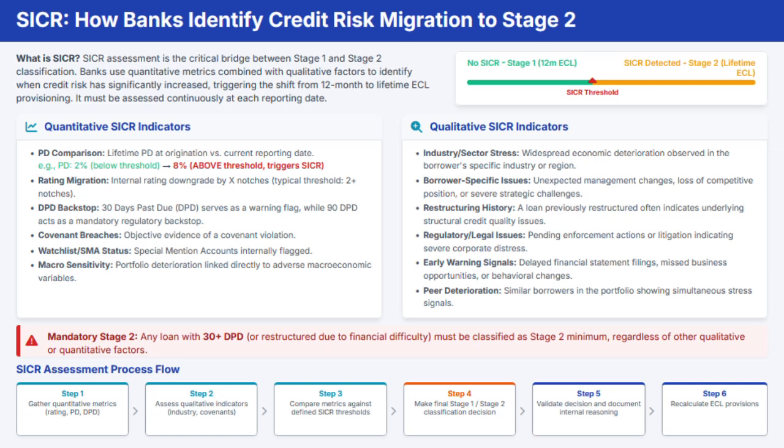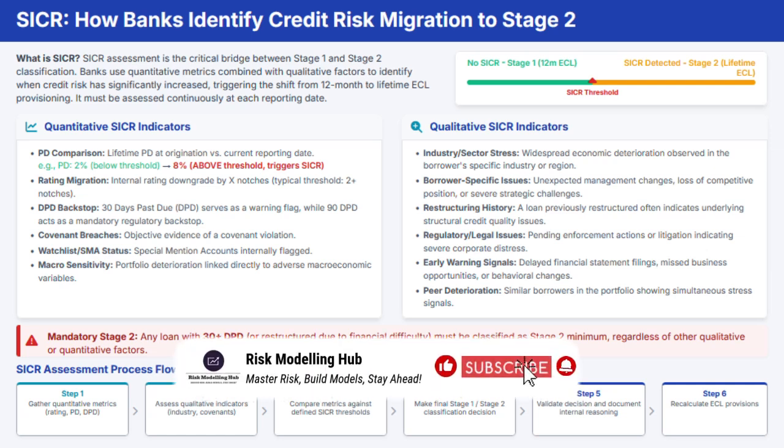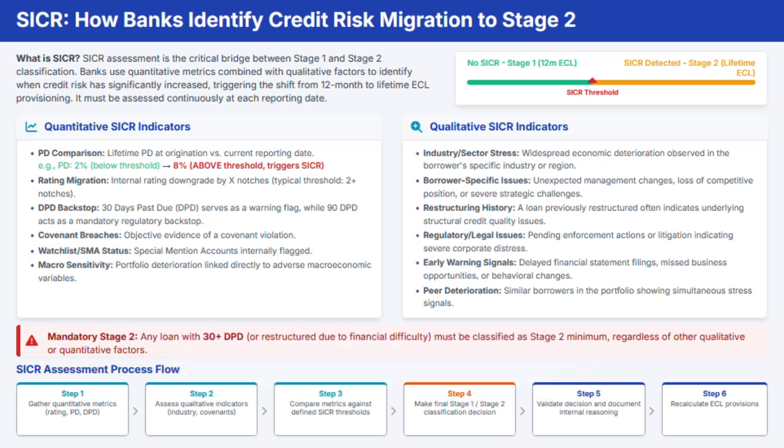So the question comes up, what is SICR? SICR is the assessment which is the critical bridge between Stage 1 and Stage 2. Banks use quantitative metrics combined with qualitative factors to identify when credit risk has increased significantly, triggering the shift from 12-month to lifetime ECL provisioning. And it must be assessed continuously at each reporting date.